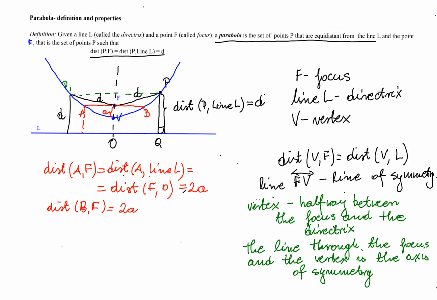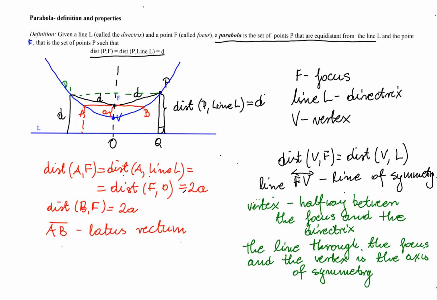This segment AB is called the latus rectum, from Latin, opening wide, and it determines how wide or how narrow a parabola is.